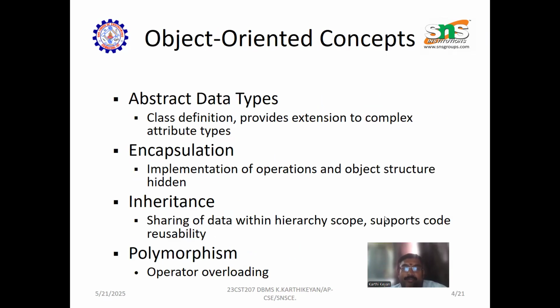So abstract data type, class definition, provides extension to complex attribute types, and encapsulation, the implementation of operations, with object structure hidden. And inheritance is based on sharing of data within a hierarchy scope and supports reuse and usability. And polymorphism, operators on behaviors. So this is a way in the area.